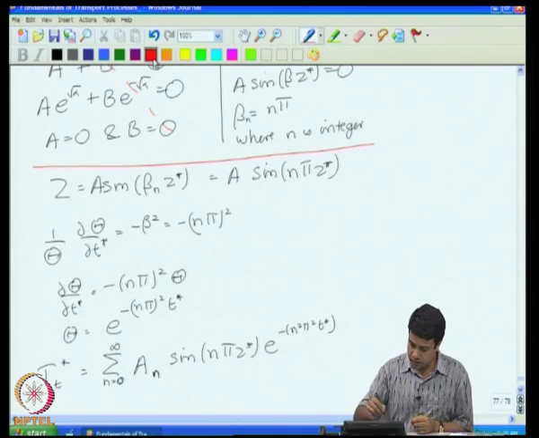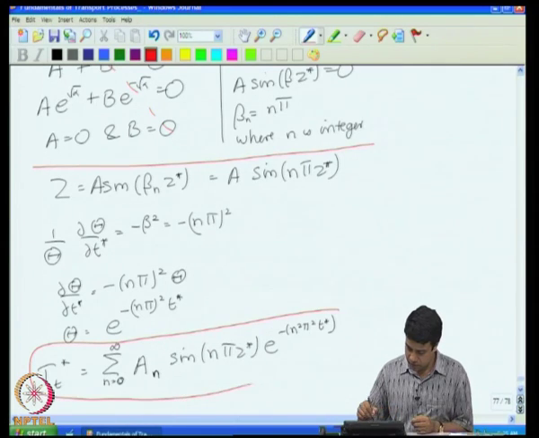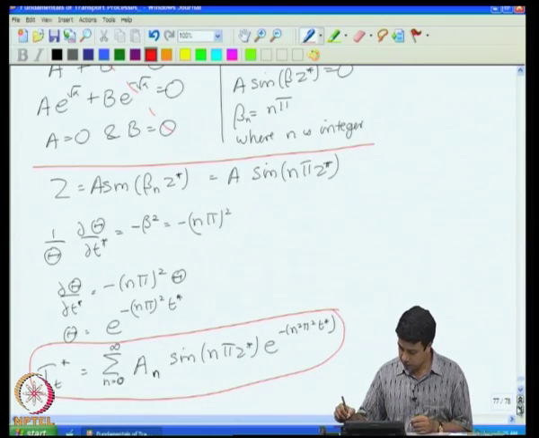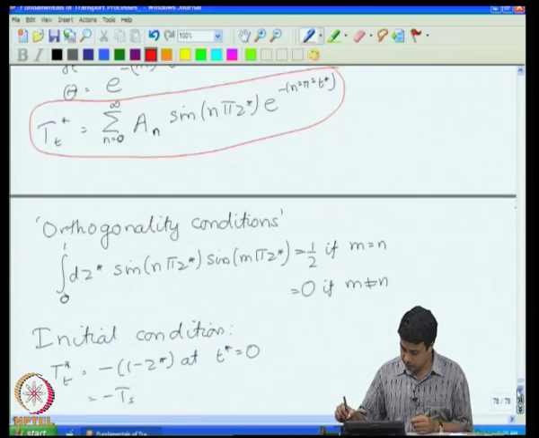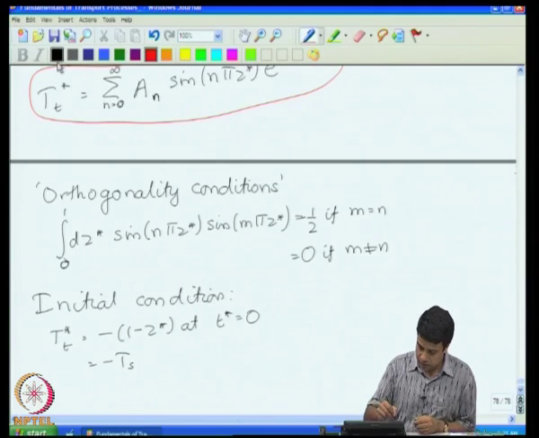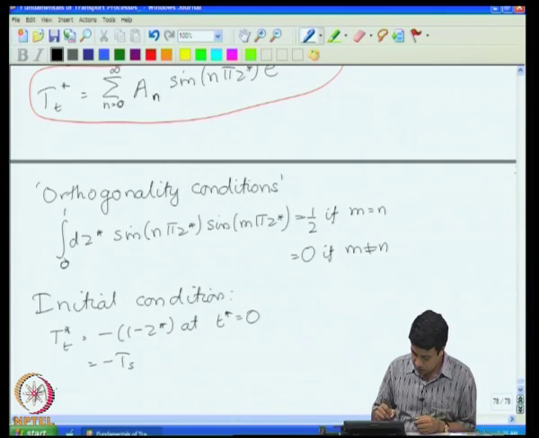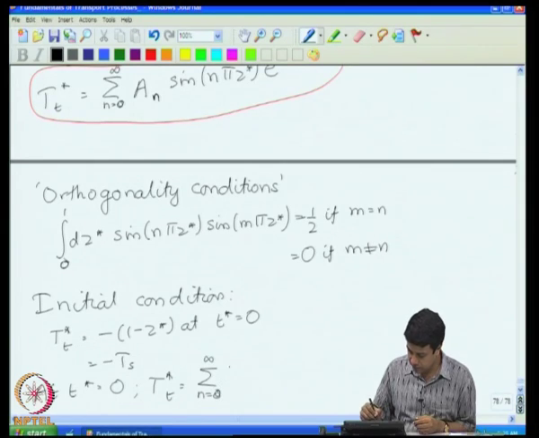We have the solution for the temperature field. Therefore, at T star equal to 0, T star transient is going to be equal to the sum from n equal to 0 to infinity of a n sine of n pi z star.